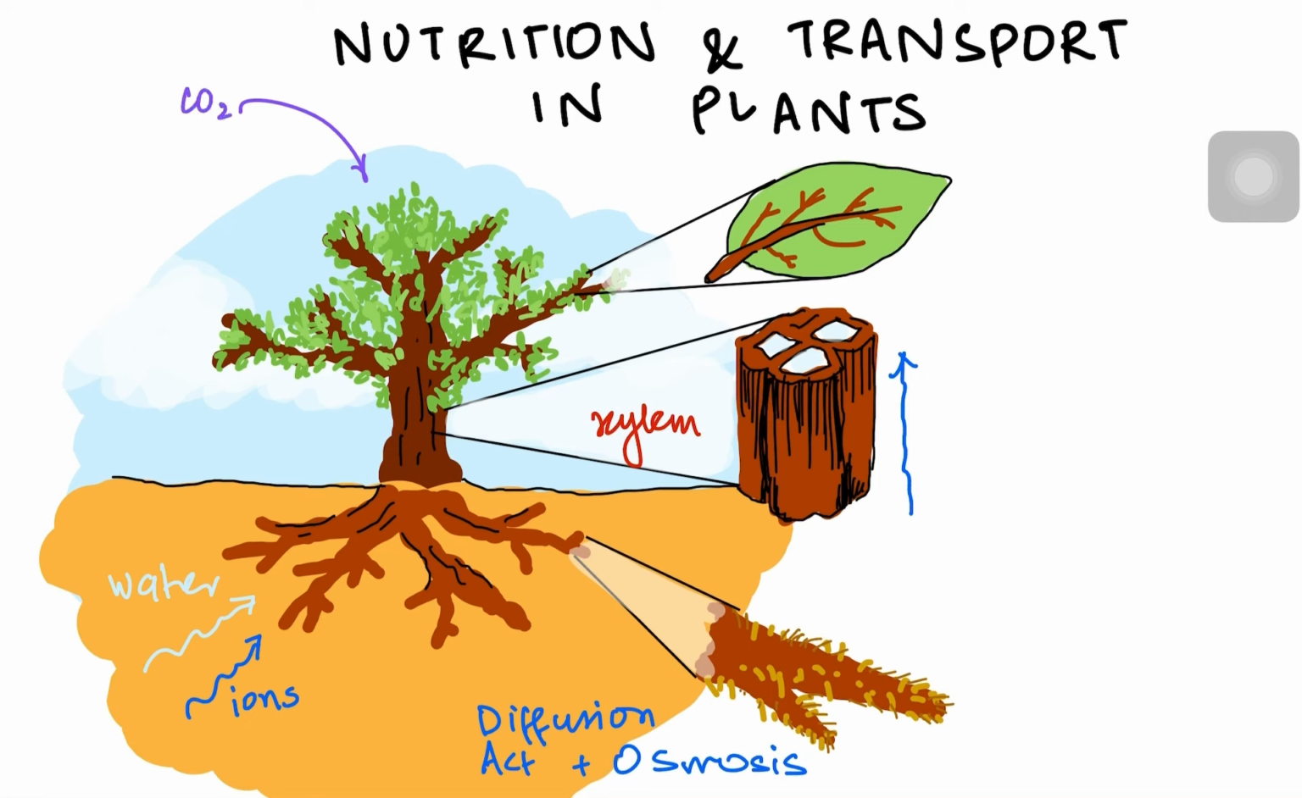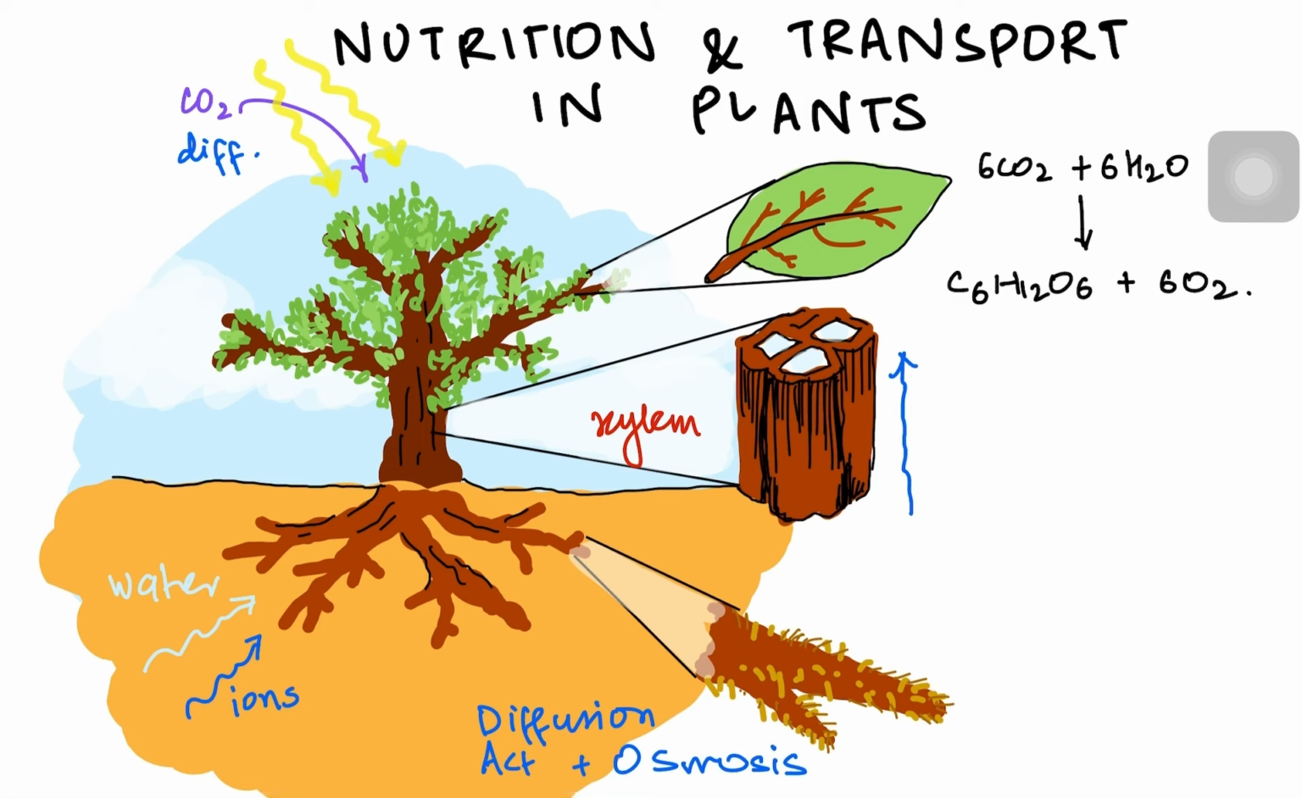From the leaves, carbon dioxide gas is absorbed from the atmosphere again by the process of diffusion. In the coming video, we'll be talking about the leaf structure in great detail, so we'll see how it happens. When light falls on these leaves, they already have chloroplasts in them. So what happens is that carbon dioxide, which is diffusing in, and water, which comes from the xylem, combine in the presence of chlorophyll to make glucose molecules and oxygen gas. Oxygen is our byproduct here.